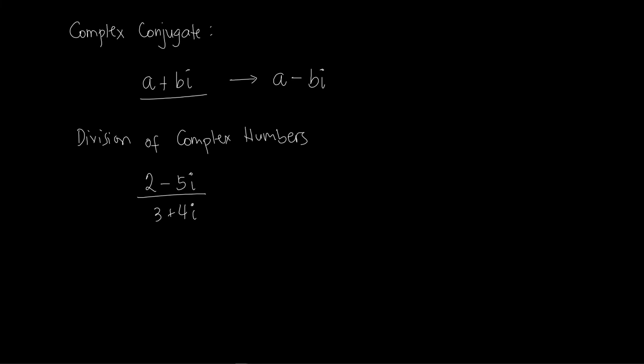Pag-divide, gamit daw ang complex conjugate. Gamito na to ang concept sa complex conjugate to perform division. Right. Ang buhaton lang class is you have to multiply the numerator and the denominator by the complex conjugate of the denominator. So, i-multiply lang daw nato both the numerator and denominator by its complex conjugate: 3 minus 4i over 3 minus 4i.